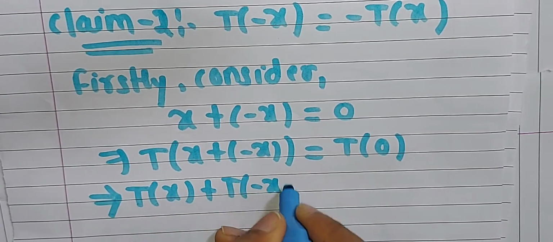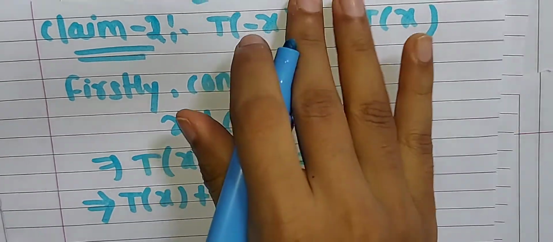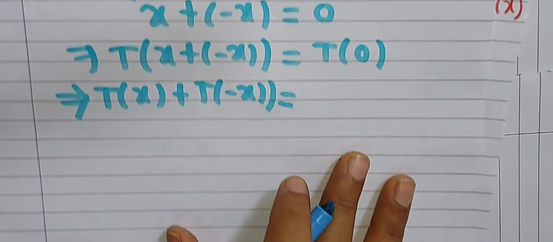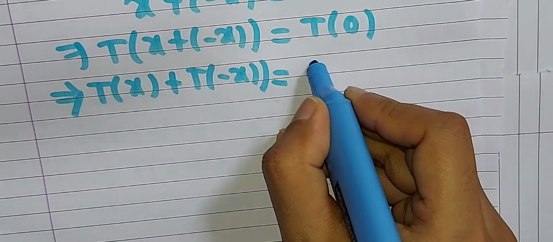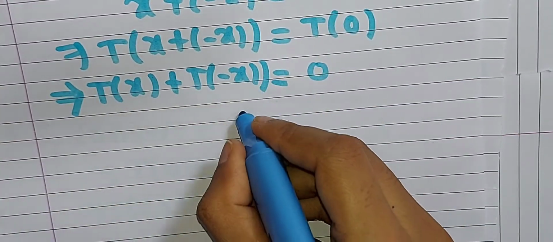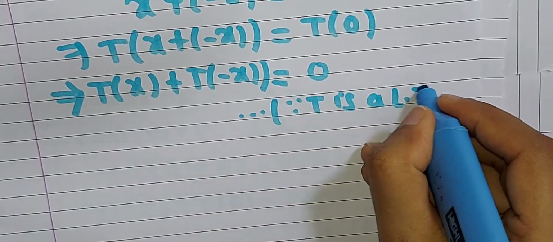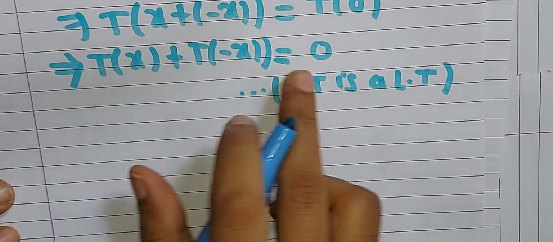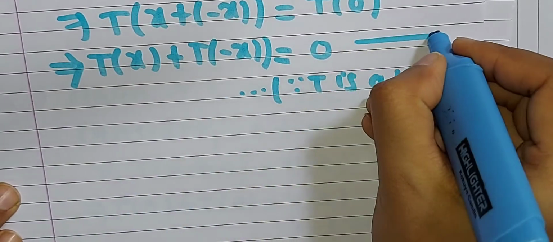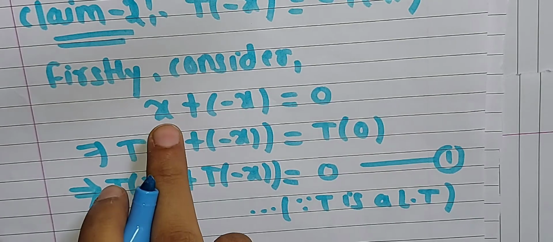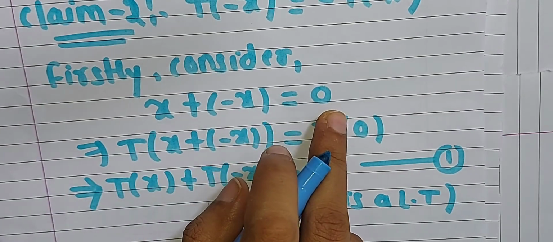And in property number 1 we have already discussed that T of 0 is equal to how much? 0. Now put that value here, that is T of 0 is equal to 0, and this is possible because our T is a linear transformation. So this is the reason behind this. Now we denote this as equation number 1. So firstly we only consider this x plus (-x) is equal to 0.